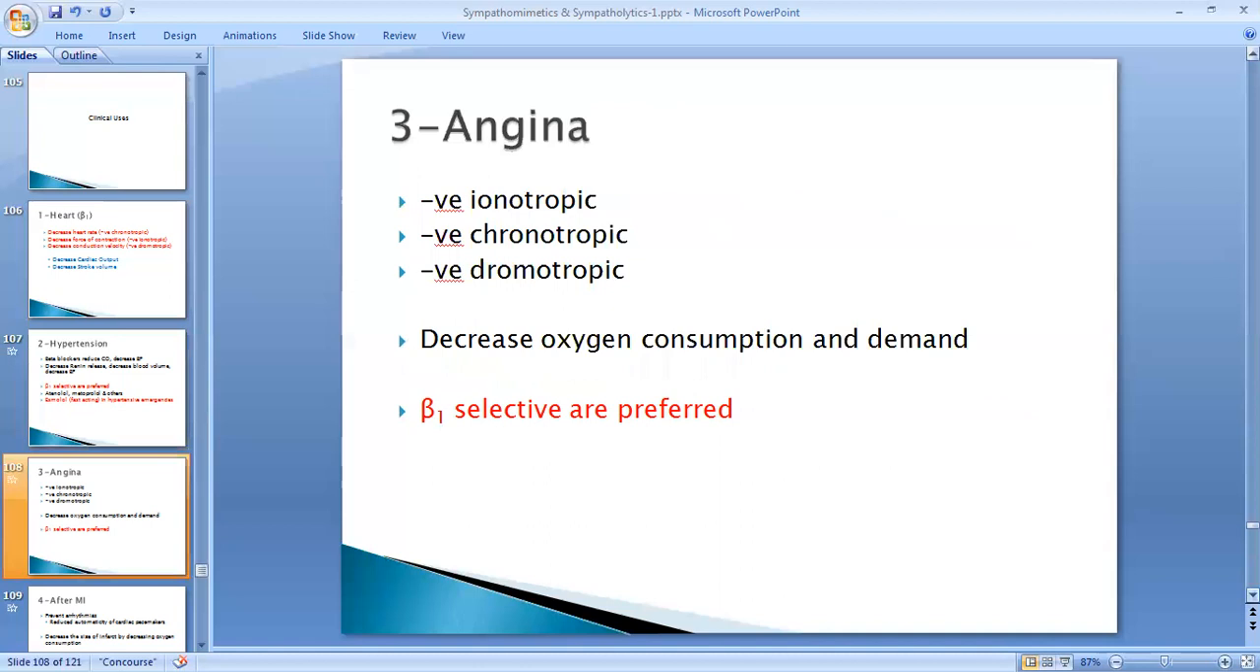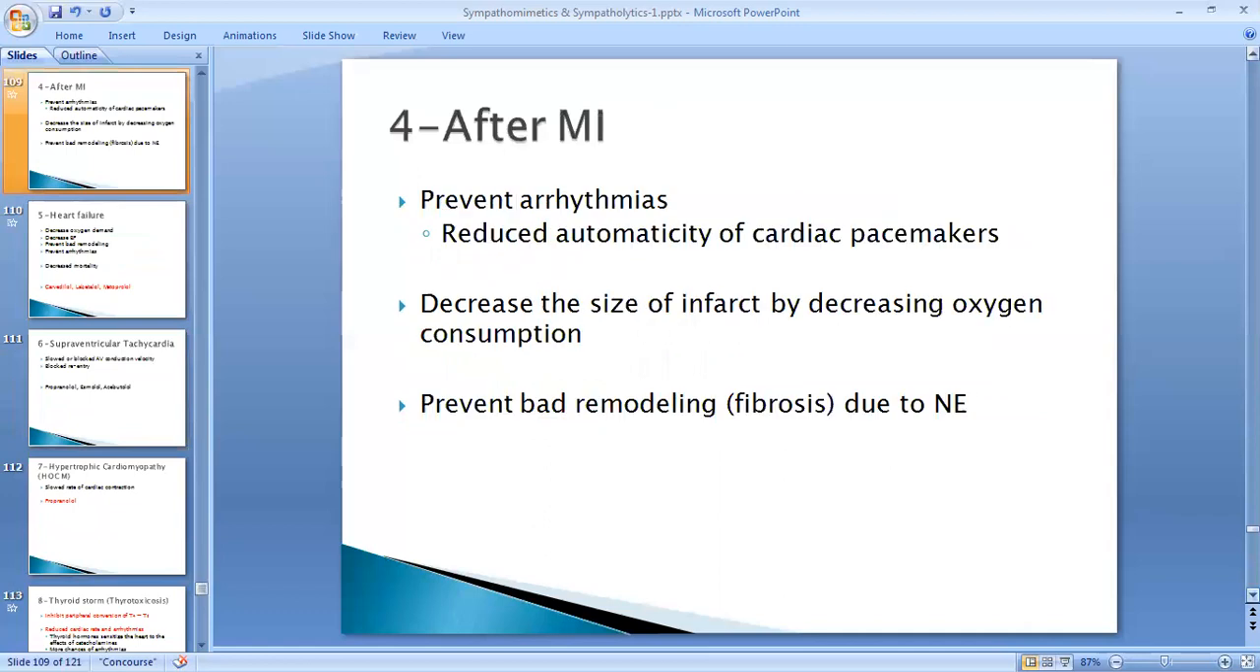Angina. As it is negative inotropic, it decreases oxygen consumption and demand, and it is used in angina to reduce workload. After MI, beta blockers prevent arrhythmias after cardiac infarction because it reduces automaticity of cardiac pacemaker and decreases the size of infarct by decreasing oxygen consumption. It prevents remodeling due to over release of norepinephrine.